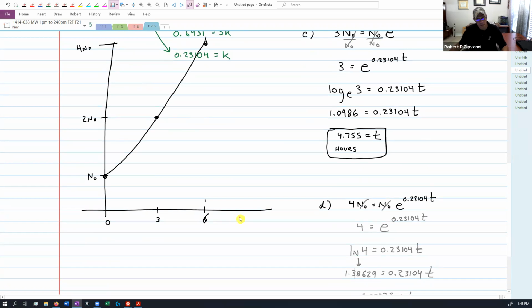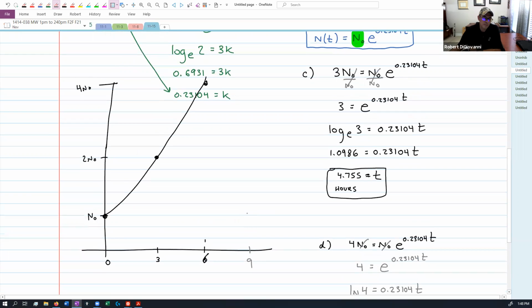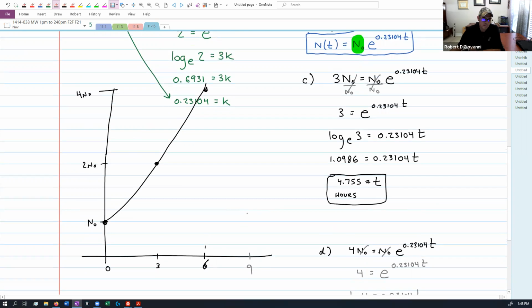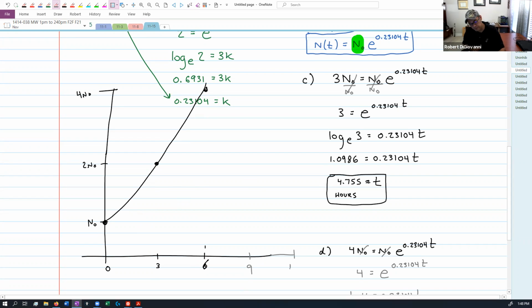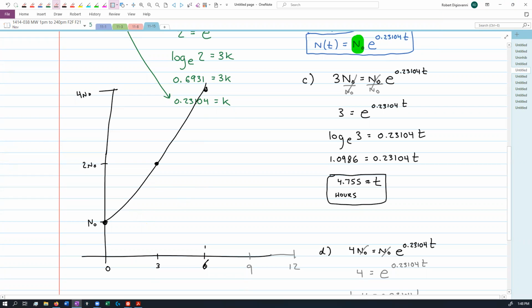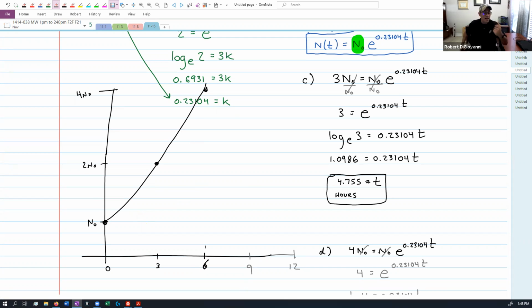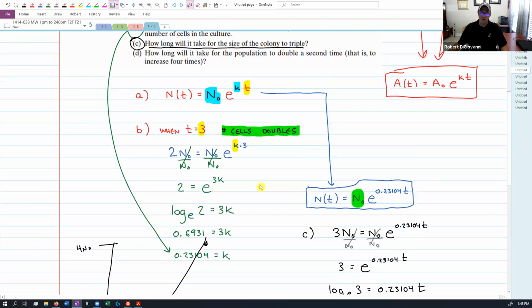And how much would be there after 9 hours? After 3 hours, we'd have twice as much. After 6 hours, we'd have 4 times as much. After 9 hours, we would have 8 times as much. And how about at 12 hours? 16 times as much, right? So it's not going up by 2 each time, it's doubling the entire amount each time. All right, any questions on that?